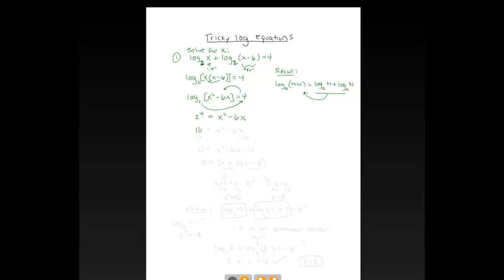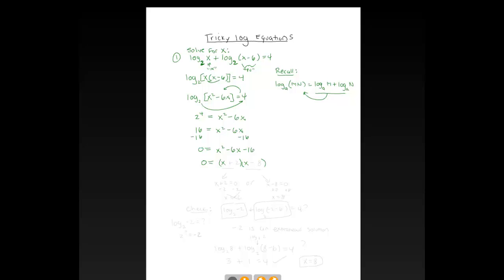2 to the 4 is 16. That equals x squared minus 6x. And at this point, it's a quadratic. It's a degree 2, so I have to set the equation equal to 0, or change the equation so that one side is equal to 0. And I think we all know what to do now. Hopefully this factors. It does. That's why I changed that 3 to a 2, because I wanted this to work out. If it didn't factor, you'd have to use the quadratic formula, which we all dread.